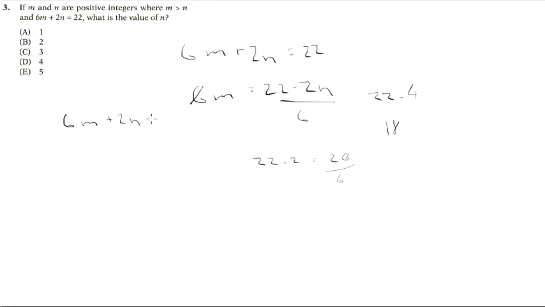6m plus 2n is 22. So we're going to divide this here by 6. M then equals 3. So 2 times 2 is 4, and then m 3 times 6 is 18, is 22. Right, so all that's a complicated way of saying that n is 2. It's probably easiest in this case to just guess and check.